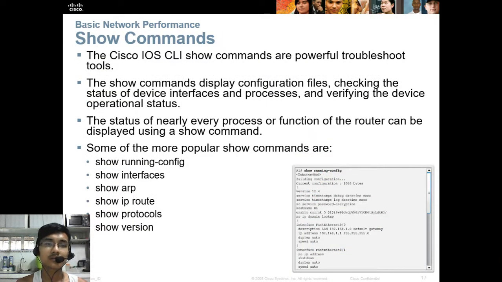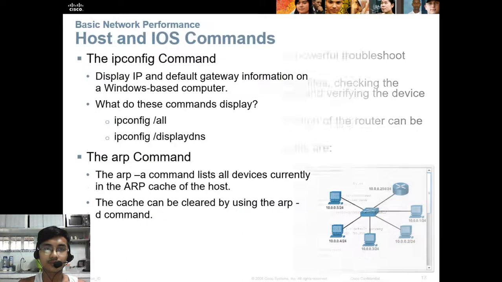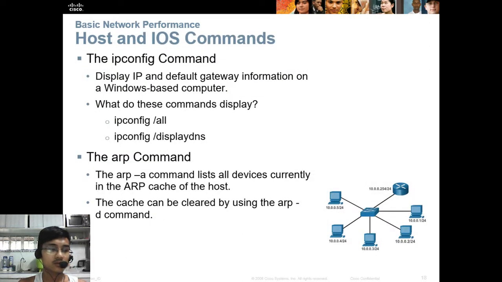Show commands. The Cisco IOS CLI show commands are powerful troubleshooting tools. The show commands display configuration files, check the status of device interfaces and processes, and verify the device's operational status. The status of nearly every process or function of the router can be displayed using a show command. Some of the more popular show commands are show running-config, show interfaces, show arp, show ip route, show protocols, and show version.